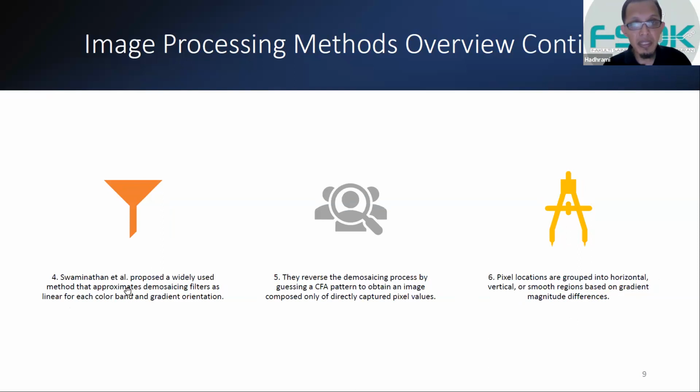Okay, so we can see a number of papers that have been implemented with regards to this field. There's one paper here which mentioned a widely used method that approximates the demosaicing filters as linear for each color band and gradient orientation. These methods basically reverse the demosaicing process by guessing. It's a reverse engineering process to guess the CFA pattern to obtain an image composed only of directly captured pixel values. Then the pixel locations are grouped into horizontal, vertical, or smooth regions based on the gradient magnitude differences.